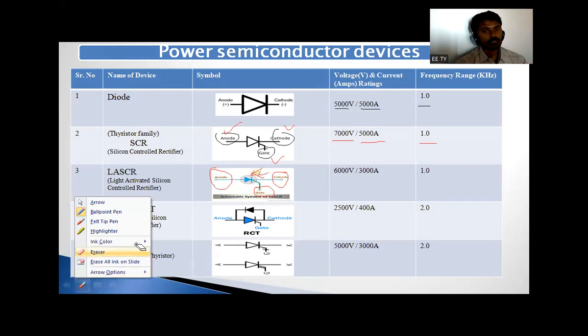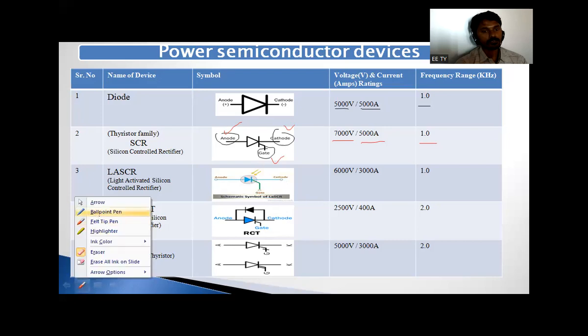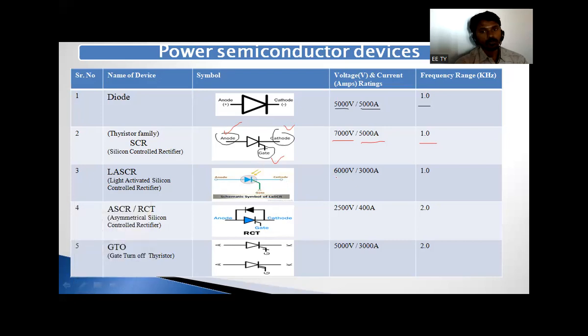So you can observe it. This is the symbol of the laser. And this is the voltage rating of the laser, this is the current rating, and this is the frequency range. 6000 volts and 3000 amperes and 1.0 kilohertz frequency range. Next. What is the next device name?